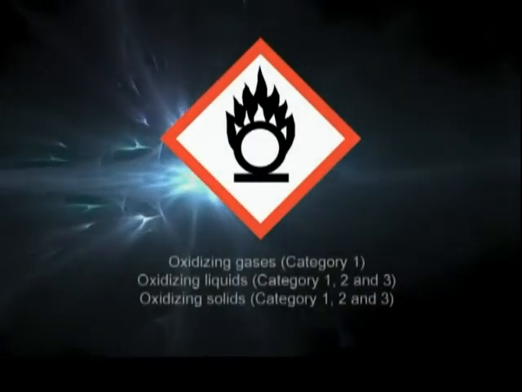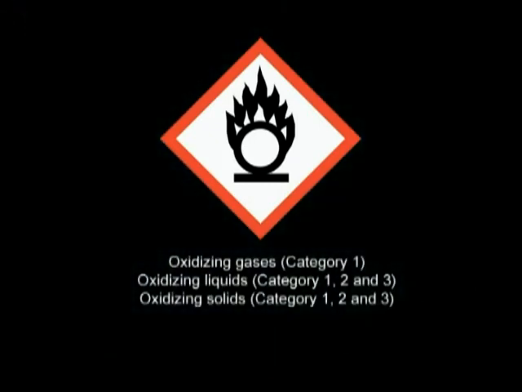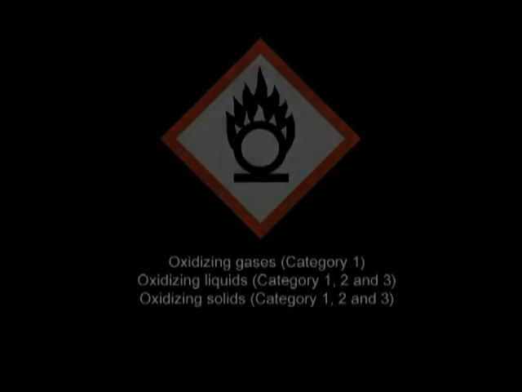The flame over circle pictogram is used to indicate oxidizer classes. Oxidizing gases, Category 1, oxidizing liquids, Category 1, 2, and 3, and oxidizing solids, Category 1, 2, and 3. The three classes cover oxidizers that may cause an explosion or fire or intensify a fire.